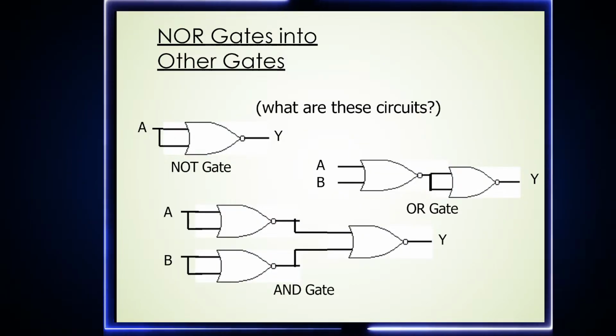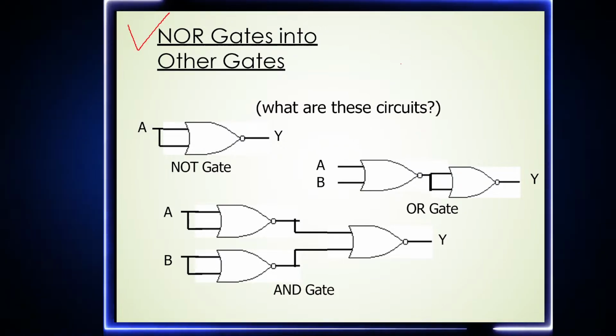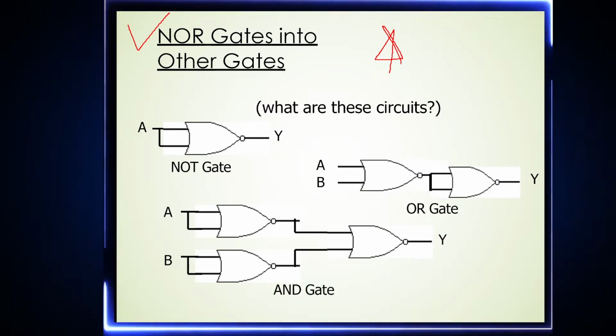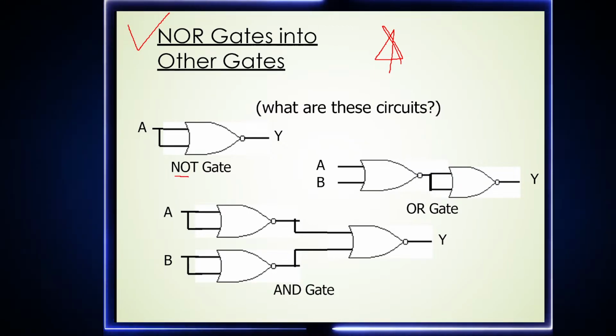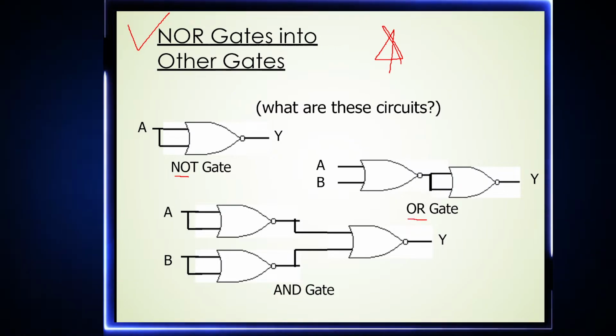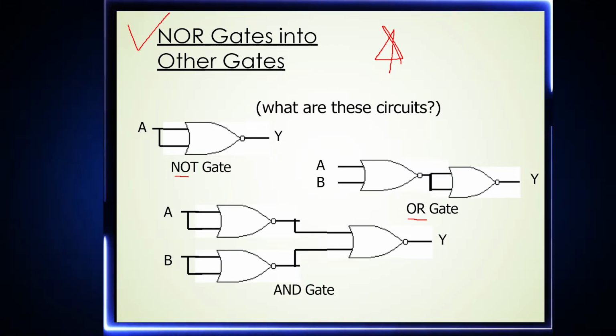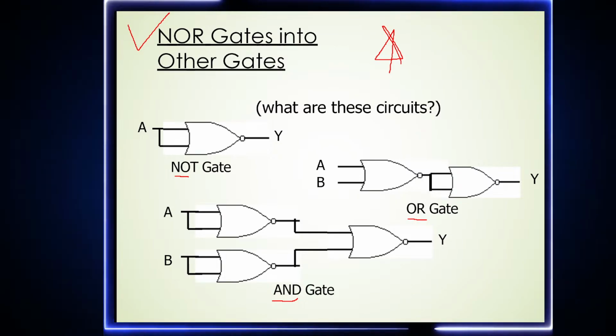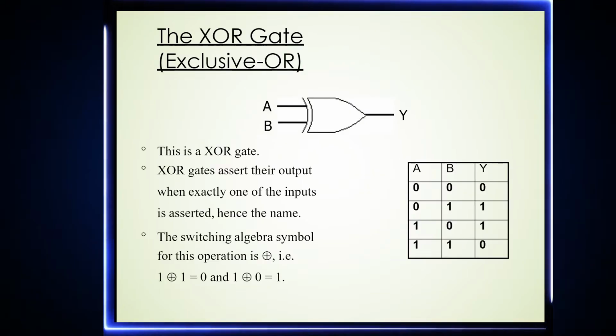Look at this slide, take a screenshot or pause the video and draw this in your textbook. Using the NOR gate, we have constructed the basic gates: NOT using NOR, AND using NOR, and OR using NOR. Very simple and easy. We are just revising it.